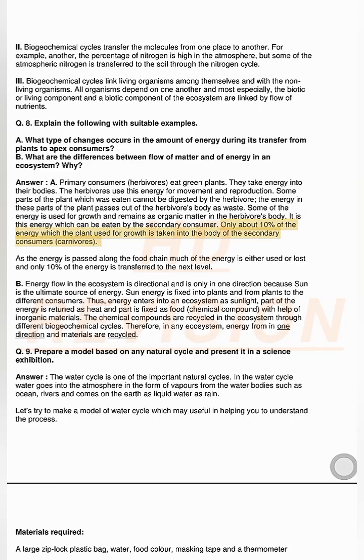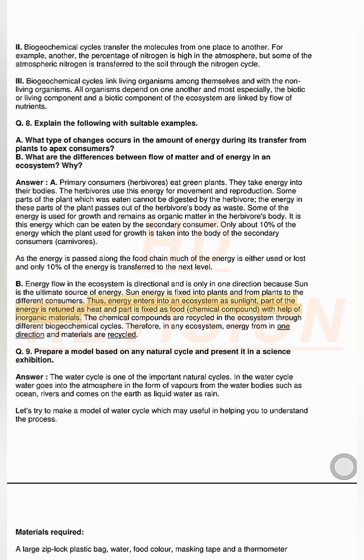Only about 10% of the energy which the plant used for growth is taken into the body of the secondary consumers, carnivores. As the energy is passed along the food chain, much of the energy is either used or lost, and only 10% of the energy is transferred to the next level. B. Energy flow in the ecosystem is directional and is only in one direction because sun is the ultimate source of energy. Sun energy is fixed into plants and from plants to the different consumers.